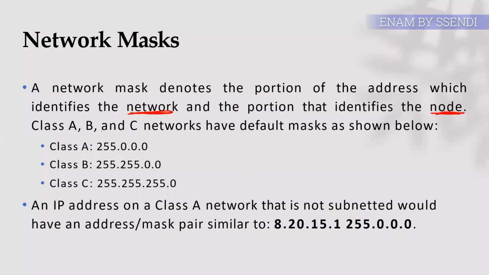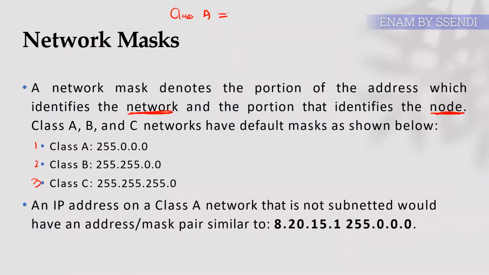So as you can see, class A, class B, and class C networks have what we call default masks, as shown below. You remember in the last lecture we were able to convert these figures to the subnet mask given our binary conversion. Let us do the conversion very fast. With class A, how many network bits does it have? It has 8.